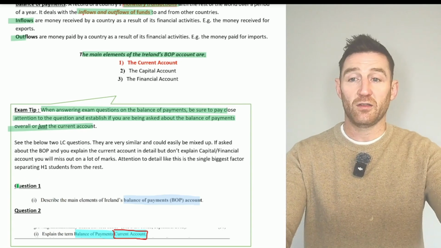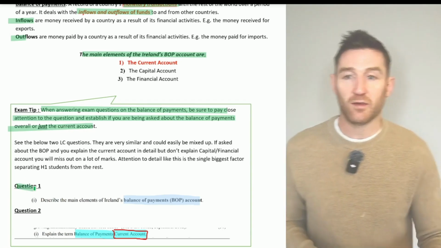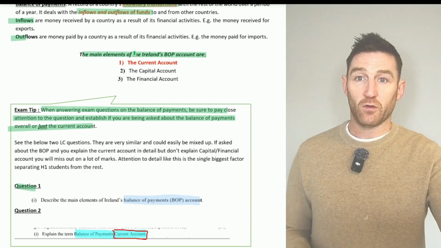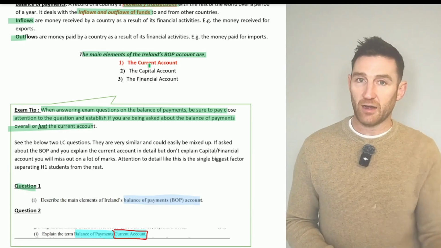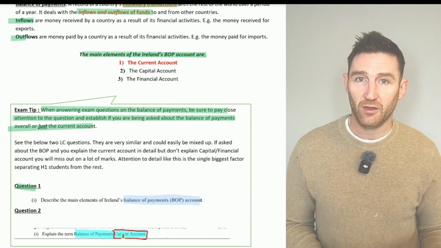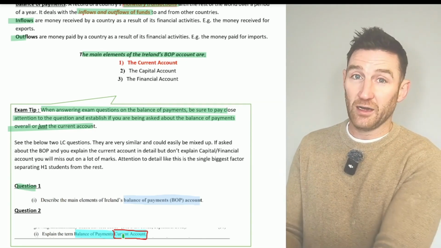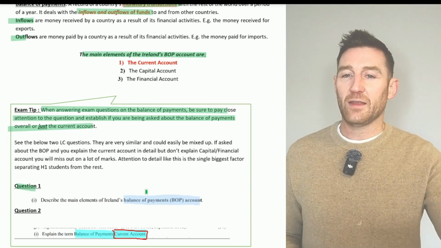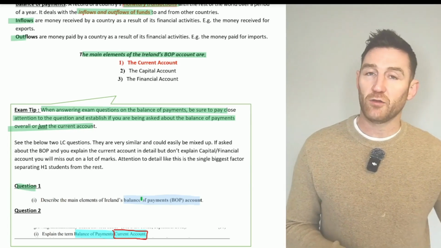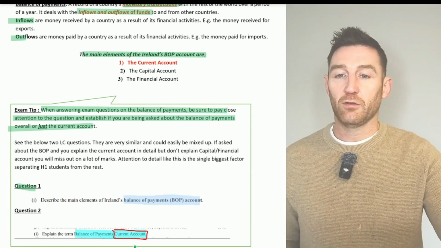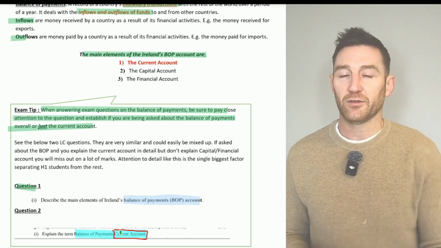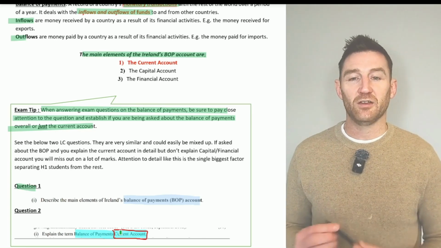So if you look at question one here, these are both previous Leaving Cert questions, right? Question one says, describe the main elements of Ireland's balance of payments account. So there you have to focus on all three of these. You've got to go into current, capital, and financial. But part two here says, explain the balance of payments current account. So the current account has four elements in its own right. So let's say for question one, if you only focused on the current account and went into detail there, you'd lose the marks for not explaining capital and financial. And here, if you focused on the capital and financial account, but didn't go into detail on the current account, you'd lose marks for it. So just that little bit of attention to detail, something to be careful of.